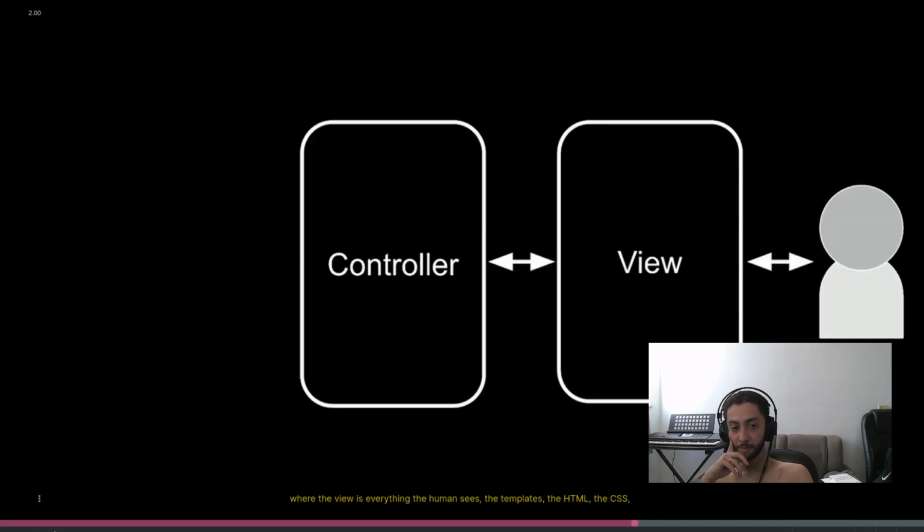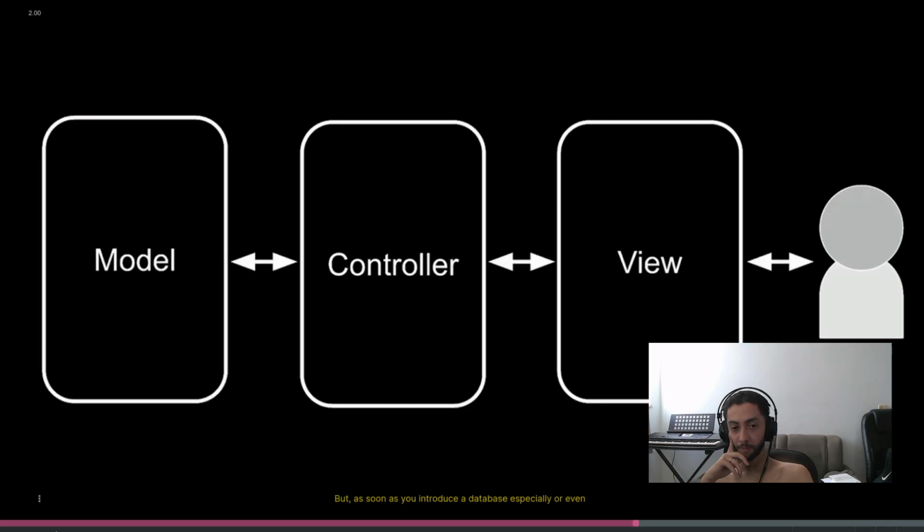Just so you've heard the vocabulary, what we've implemented is a paradigm known as MVC, Model View Controller, where the view is everything the human sees, like the templates, the HTML, the CSS, the JavaScript. The controller is everything that's in app.py, the logic that we've actually been implementing. But as soon as you introduce a database, especially, or even a global dictionary, then you have the M in MVC, a model, which is where all of your data is stored.